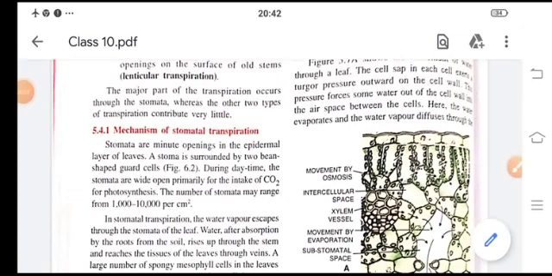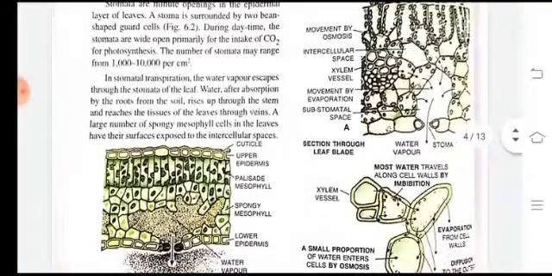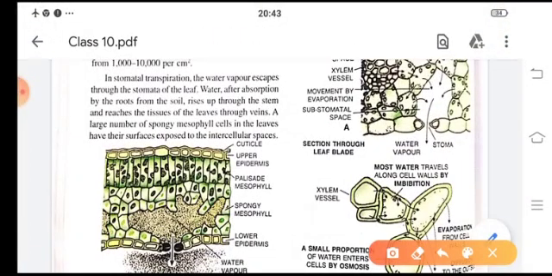Children, you know that stomata are minute openings present in the epidermal layer of leaves. They are surrounded by two guard cells, and during daytime these guard cells open and the stomata are wide open for the intake of carbon dioxide for the photosynthesis process. In stomatal transpiration, water escapes through the stomata of the leaf. This water, after absorption from the root, rises up through the stem and reaches the tissues of the leaf.